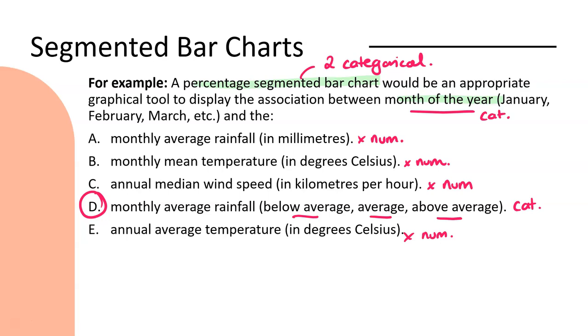That brings us to the end of this little section about explanatory and response variables and the intro to how we display two categorical variables.